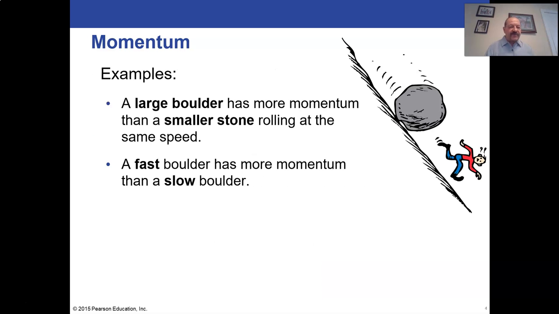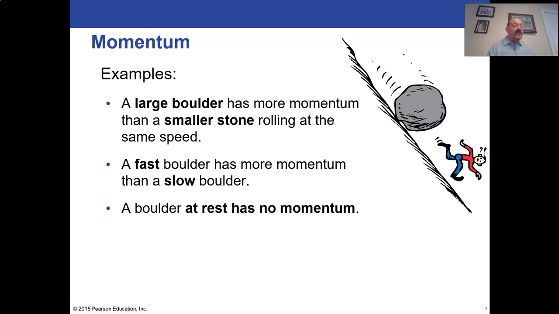So here are some examples of momentum and how it relates to mass and speed. A large boulder has much more momentum than a small boulder, a small stone, rolling down at the same speed. A fast boulder has more momentum than a slow boulder. So the first sentence just means you increase the mass, you'll increase the momentum. The second sentence means you increase the velocity, you'll increase the momentum. They're both proportional. p is proportional to m, p is proportional to v.